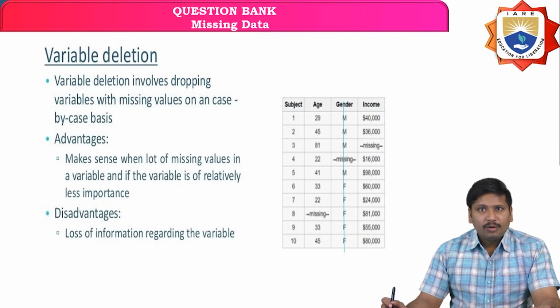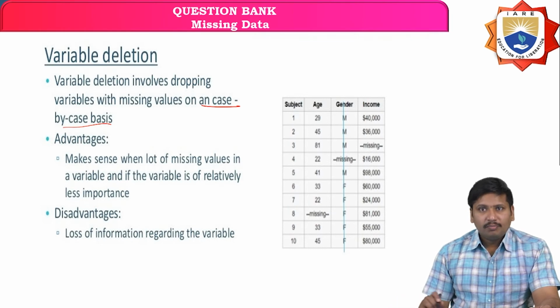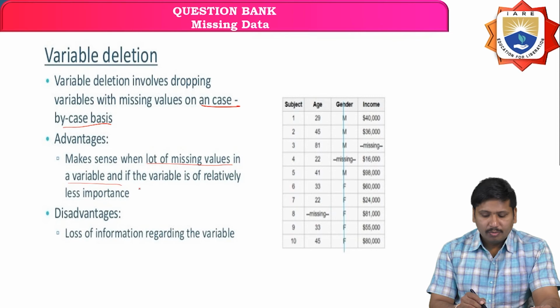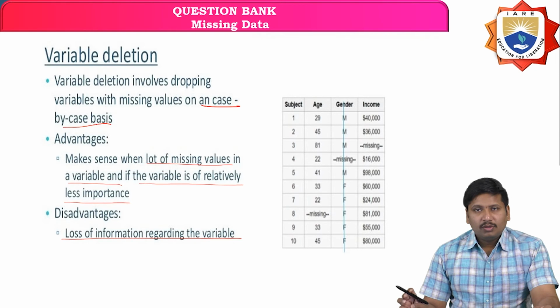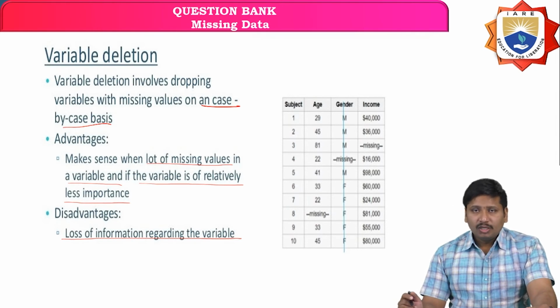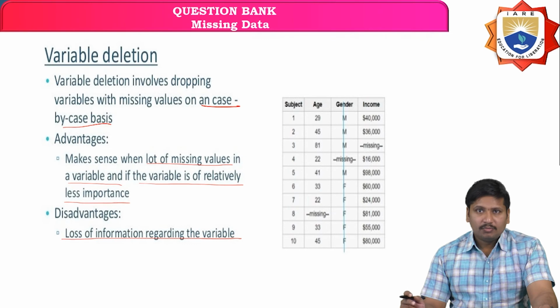Variable deletion. Variable deletion involves dropping the variables with missing values on a case by case basis. The advantage is that it makes sense when there are a lot of missing values in a variable and the variable is of relatively less importance. The disadvantage is the loss of information regarding that variable. Here also we drop the variables with missing values, on a case by case basis. The previous method was analysis to analysis basis, but here it is case to case basis.